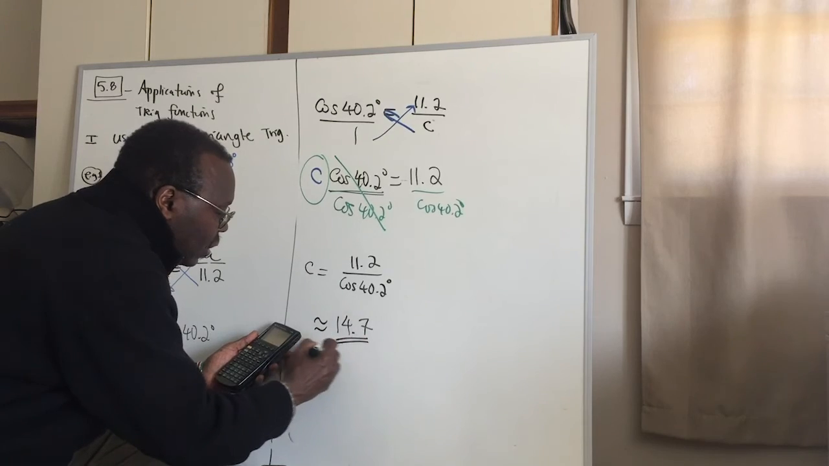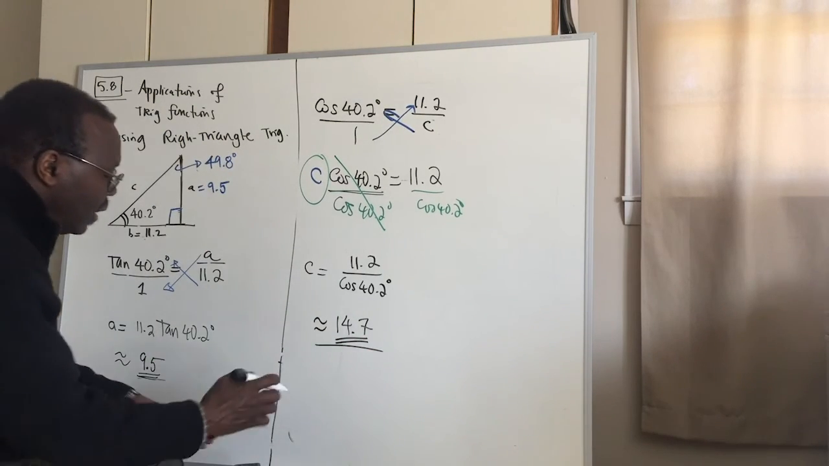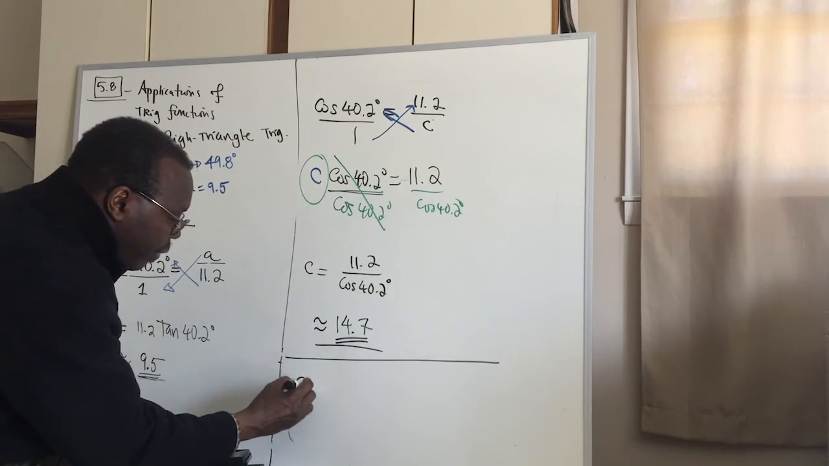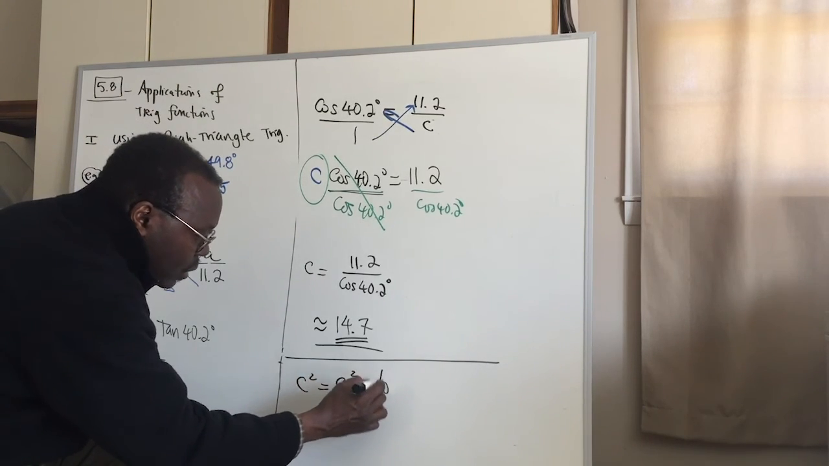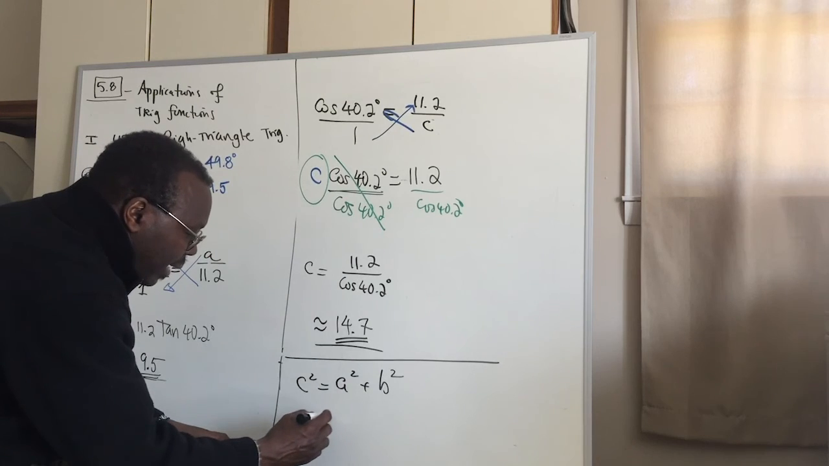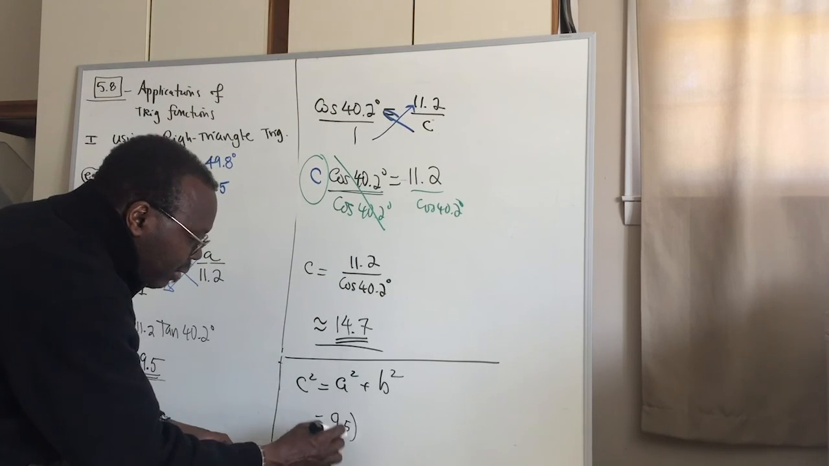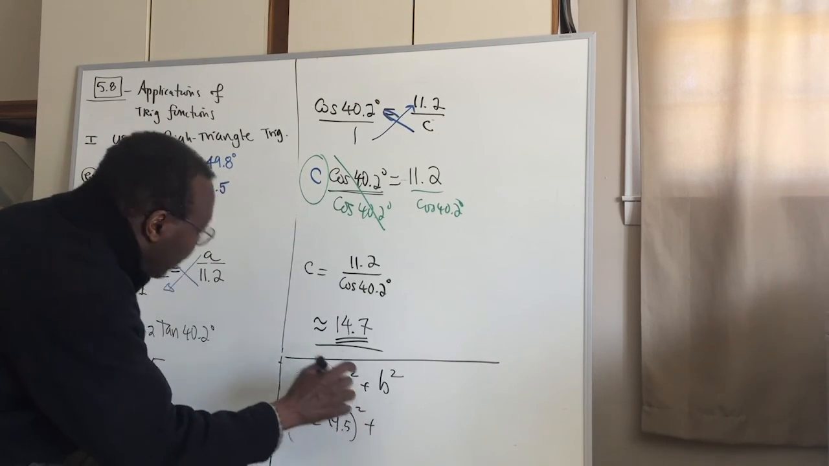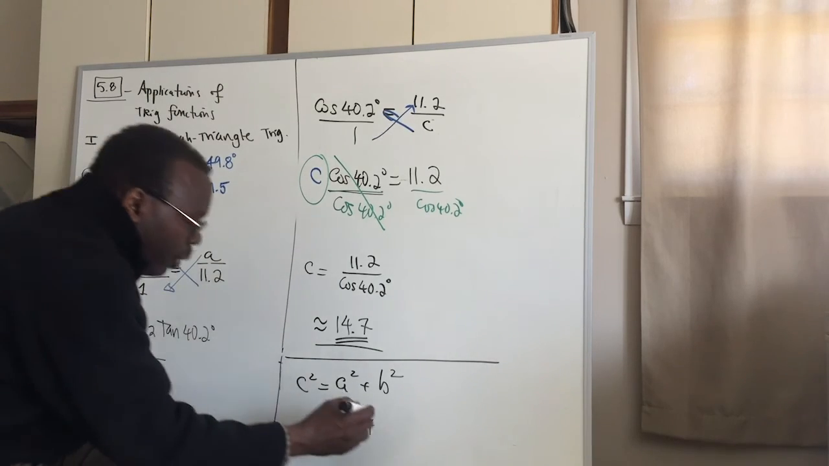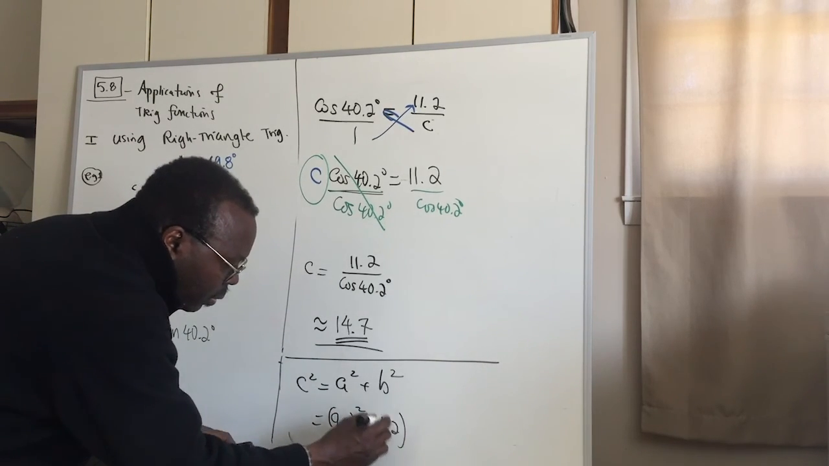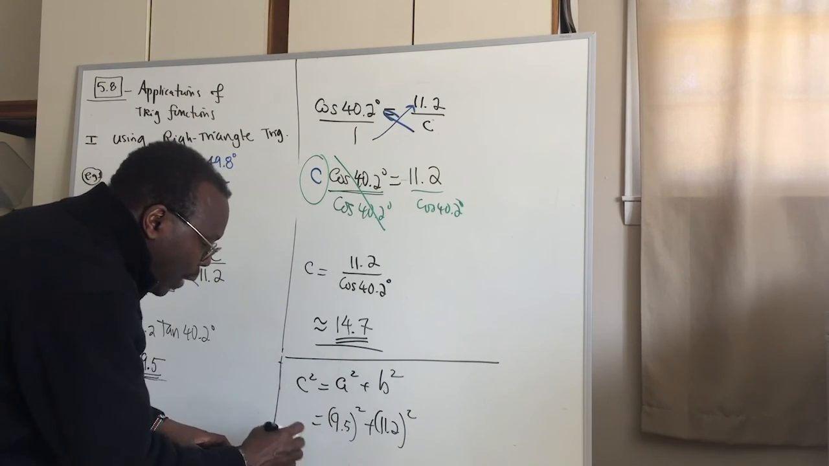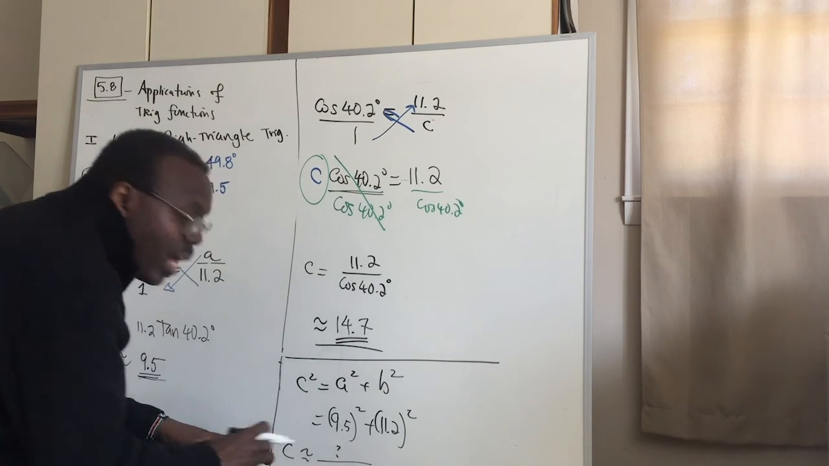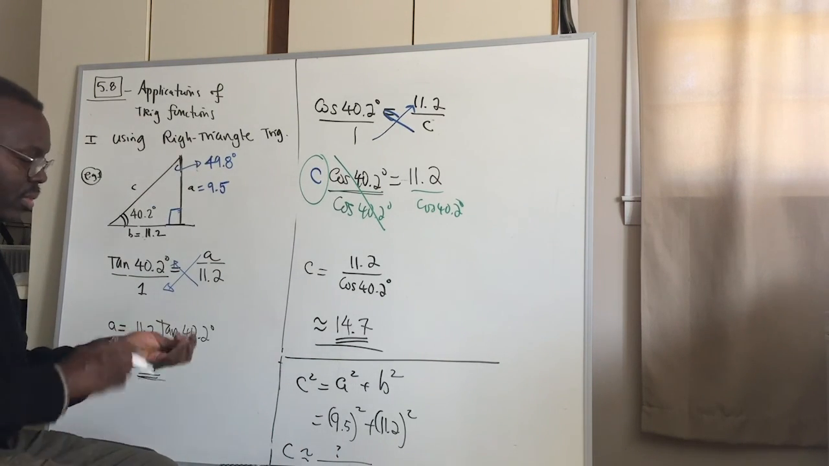And this one will be 14.7 units. If you decide to use the Pythagorean formula, C squared is A squared plus B squared, then you will have 9.5 squared plus B squared, where B is 11.2. Then whatever you get from here, find the square root and tell me what you get. Do that, I'll leave that to you. Thank you.